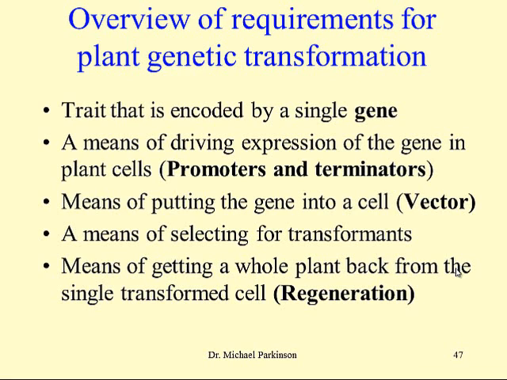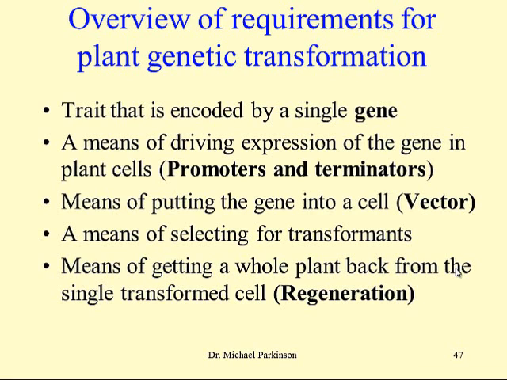You need a means of putting the gene into a cell. So I've already talked about biolistics. And you need a means for selecting for transformants. Typically, you would be transforming one cell in your target tissues out of possibly several million. So you need a means for actually selecting this one transformed cell from the million non-transformed cells. And finally, you need a means of getting a whole plant back from a single transformed cell, or regeneration.